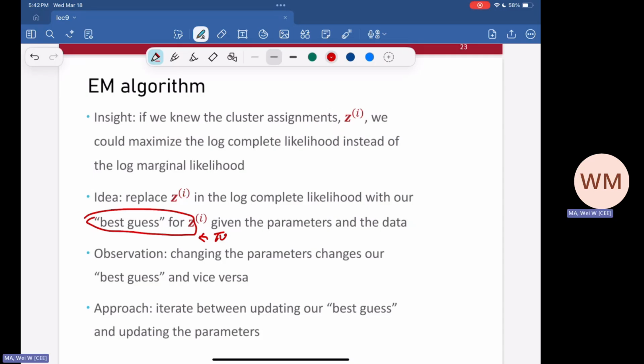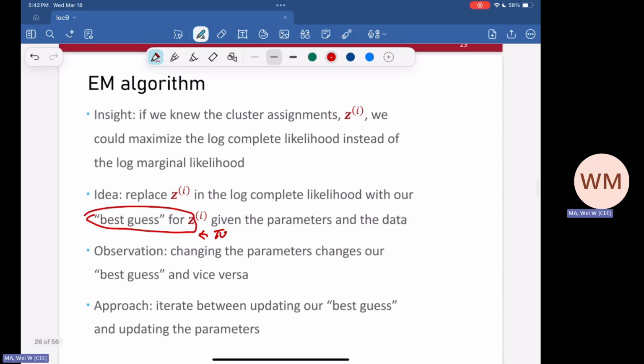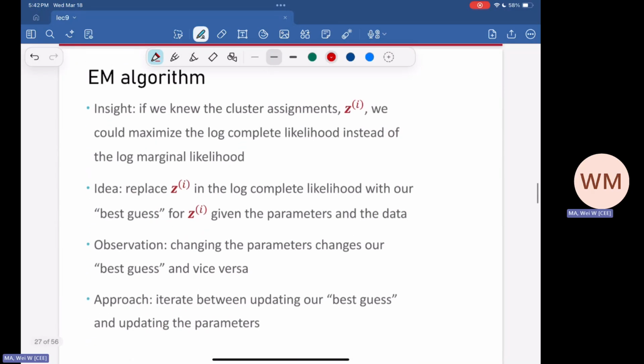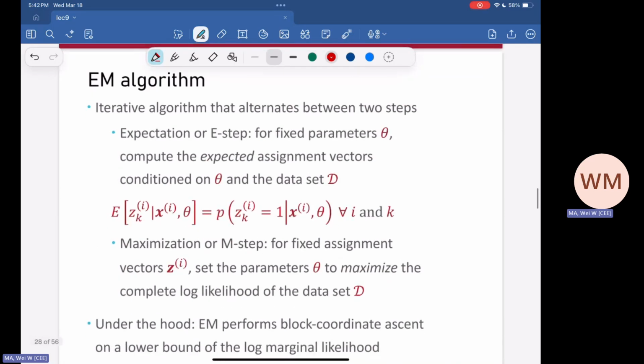So what we are going to do is iterate between updating our best guess and updating the parameter. Every time we make a best guess, and then we update the parameter. The best guess becomes a surrogate or a proxy, so it can help us to largely simplify the problem. Let me give you more explanation on this.